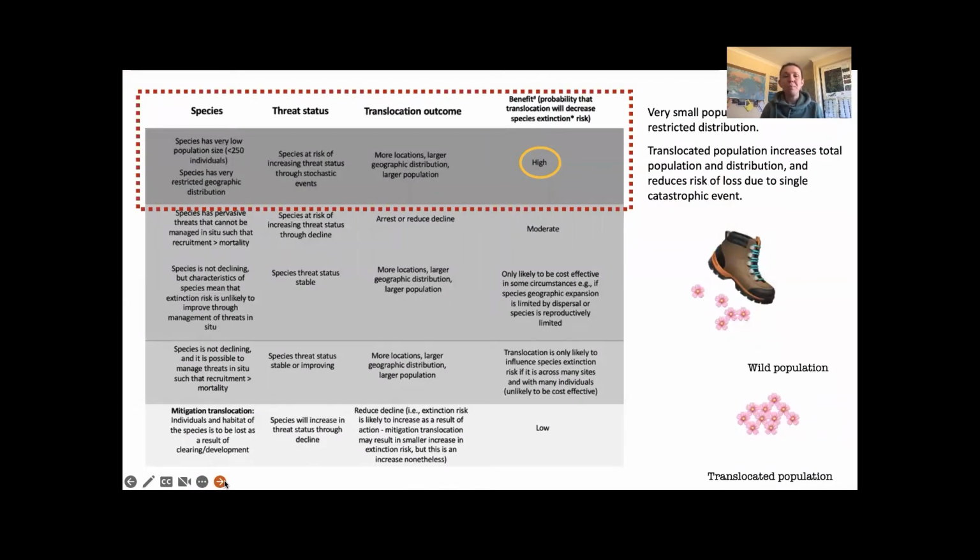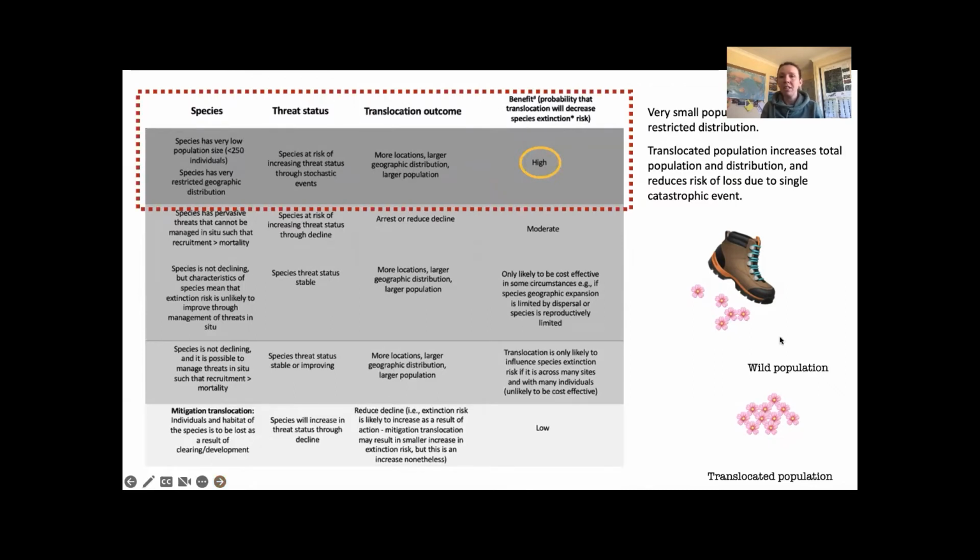The first example is where the benefit from translocation is likely to be high. These are when the populations are very small, like critically endangered, with fewer than 250 individuals and usually existing only at one site, so a very restricted geographic distribution. The species is therefore threatened by a catastrophic event like a fire or a flood or a disease. One bad thing happening could extirpate that species from the wild. The outcome of a successful translocation would be spreading the species across more sites with a larger population, thereby decreasing the risk of one bad thing happening.